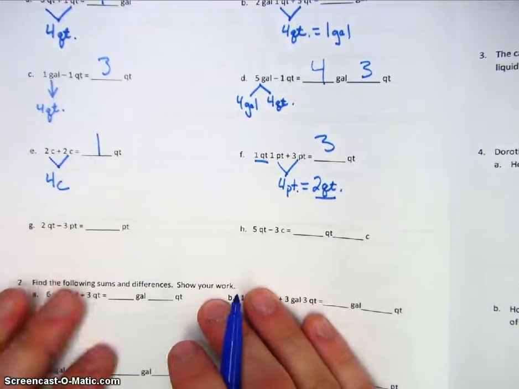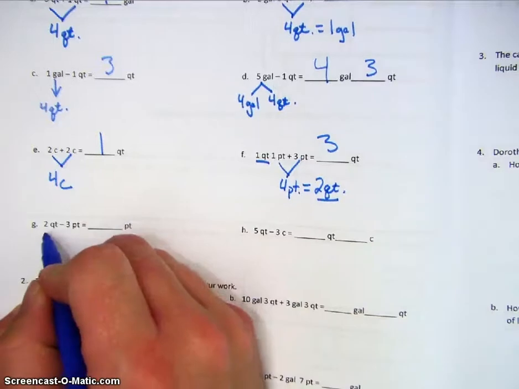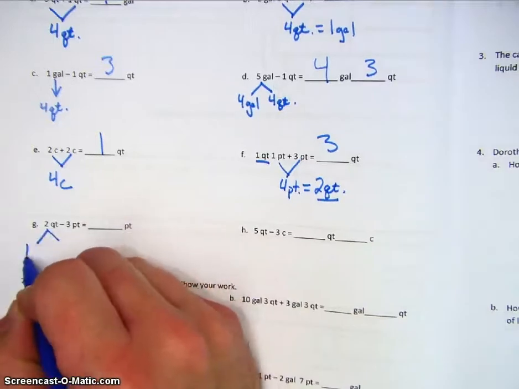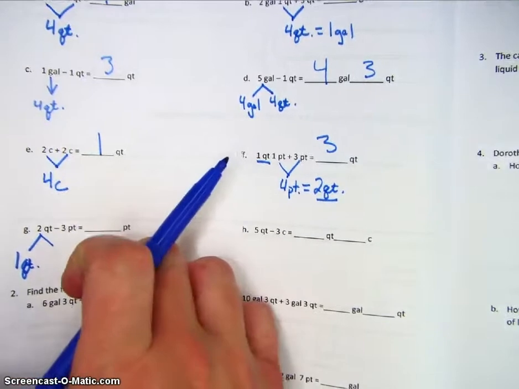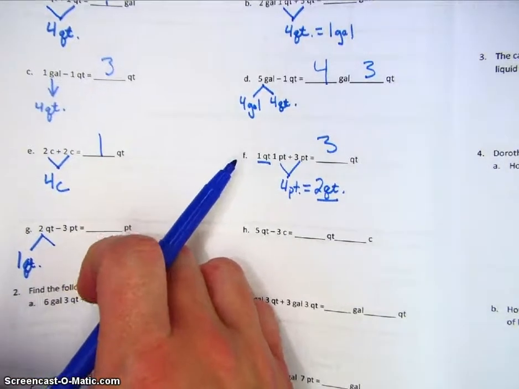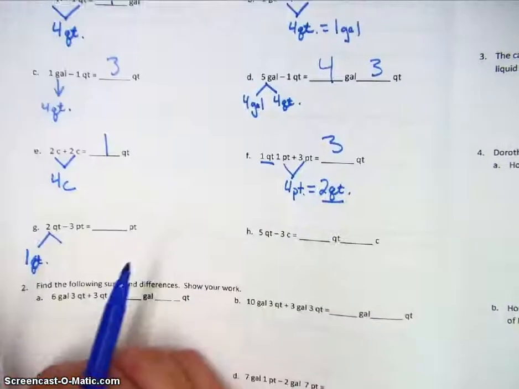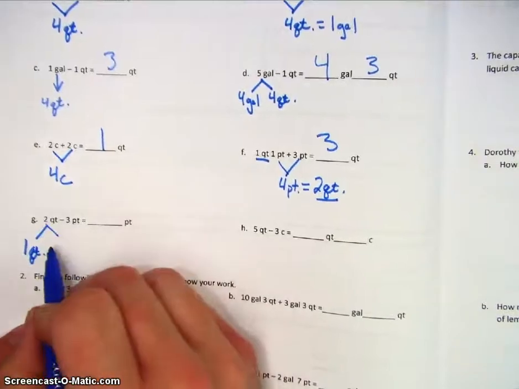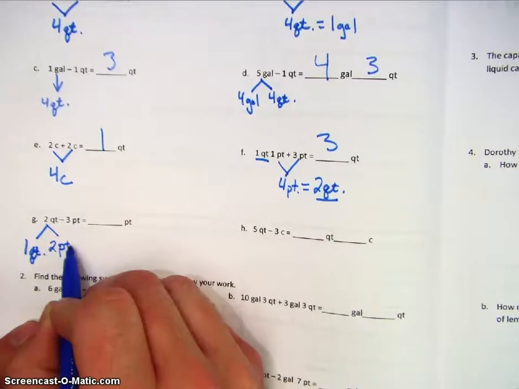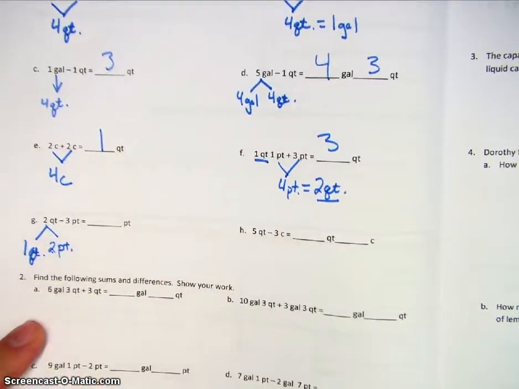Okay. Now letter G, we have 2 quarts minus 3 pints. Okay, so for this one, what we're going to do is take off 1 quart and turn it into pints. So we know that 1 quart is 2 pints. But if we notice, we can't do 2 minus 3. So this strategy actually won't work.